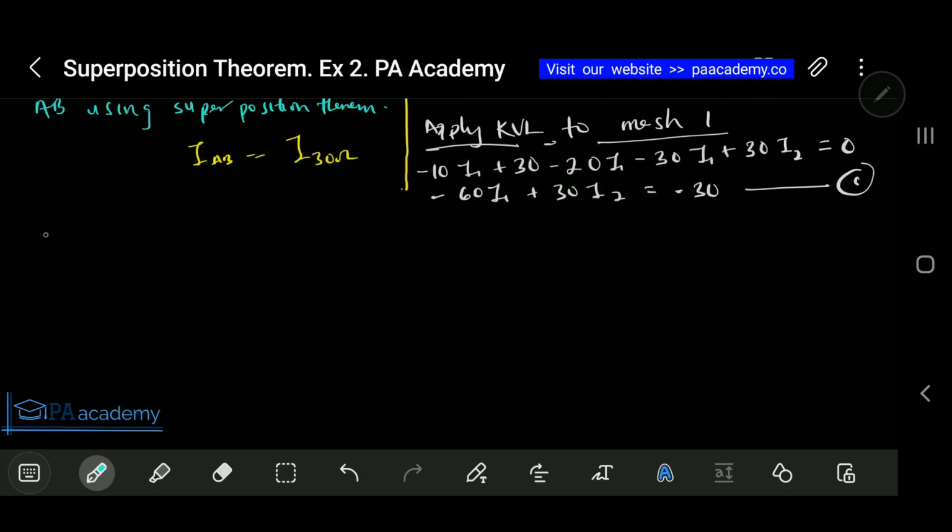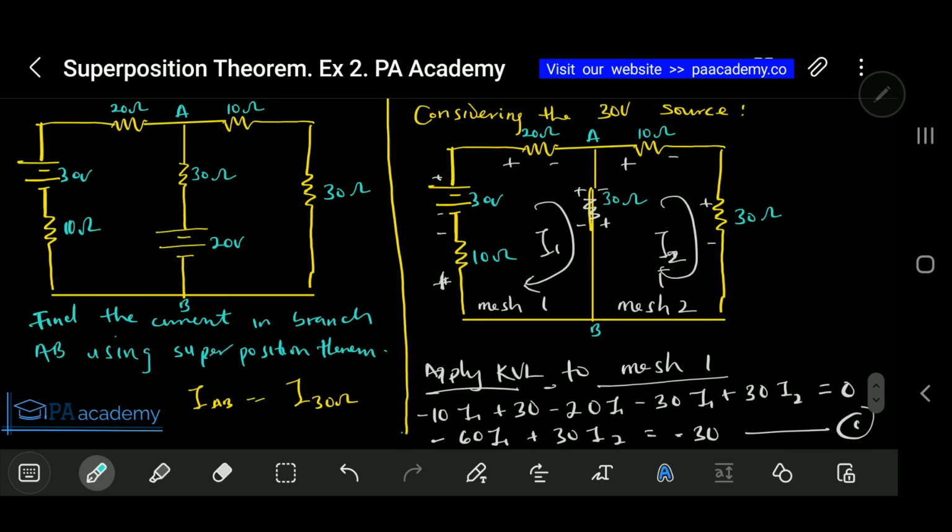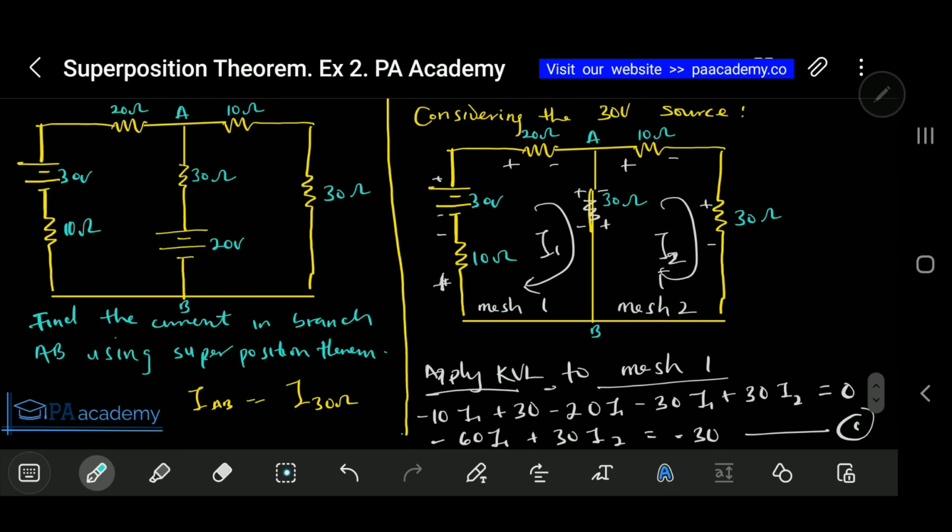So let me continue here. Now apply KVL to mesh 2. For the mesh 2, let me just bring the circuit down a bit.